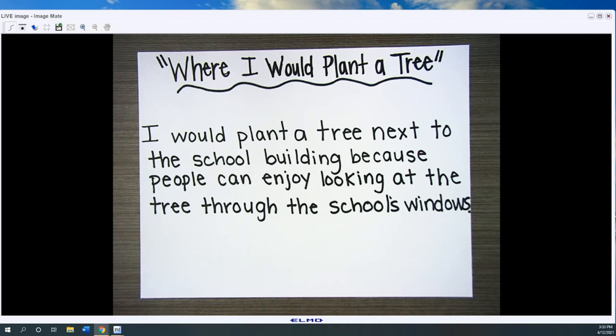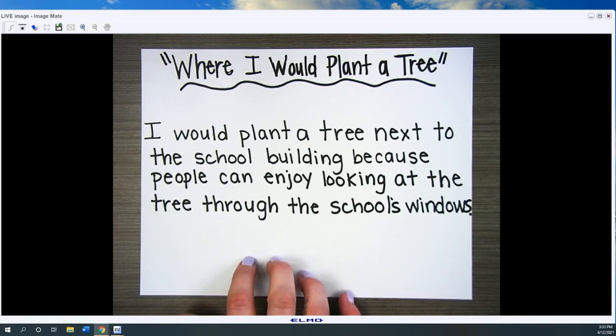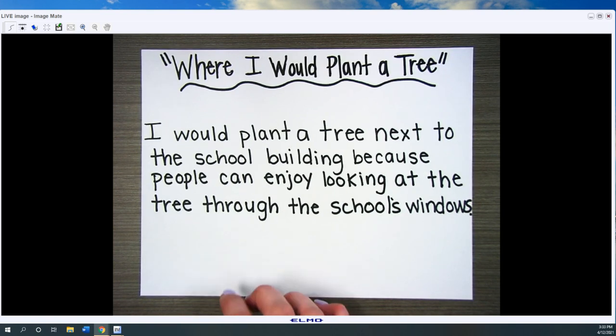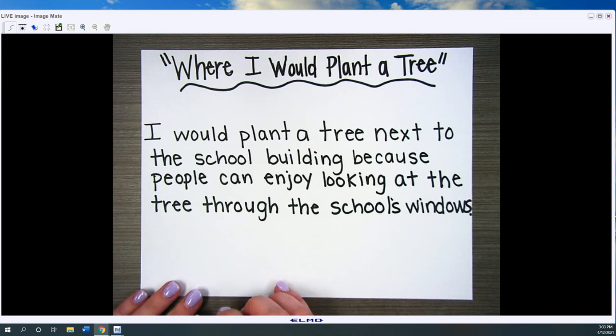Okay, so we are going to use pictures and words to state an opinion about where to plant trees and provide a reason to support it. So first, we are going to learn how to write an opinion model or an opinion statement. So we are going to look at an opinion model, which is right here for you, before we plan and write our own opinions.